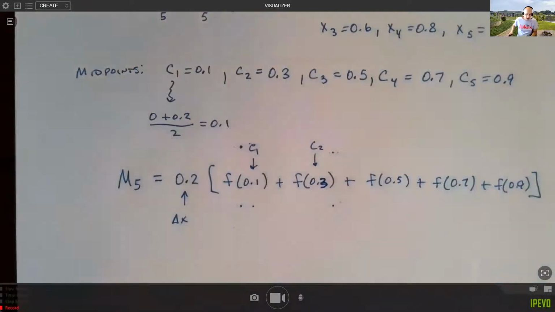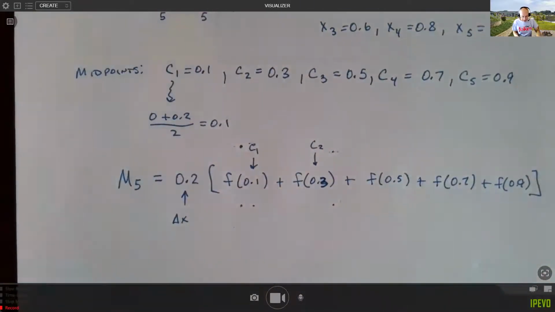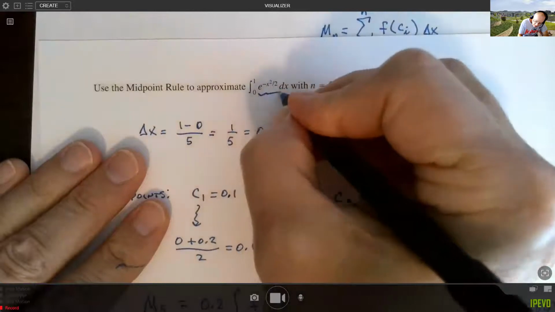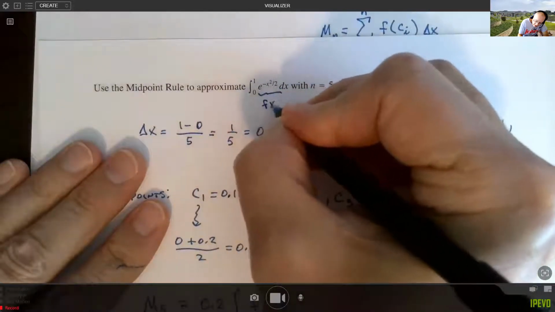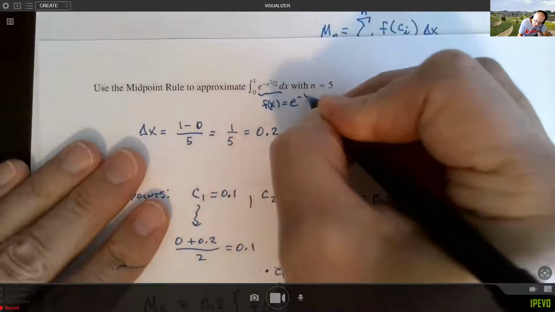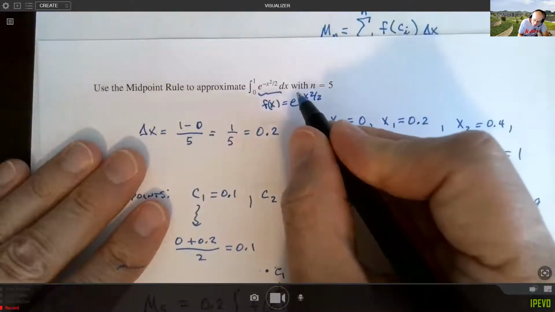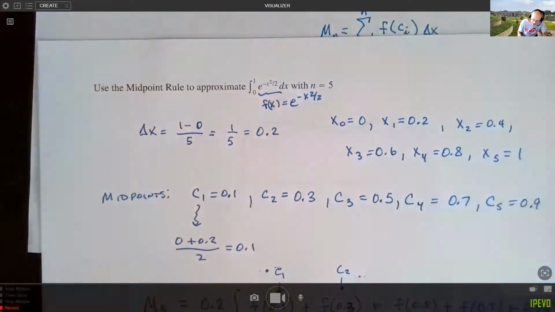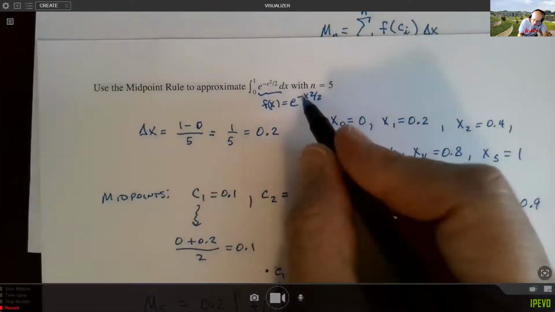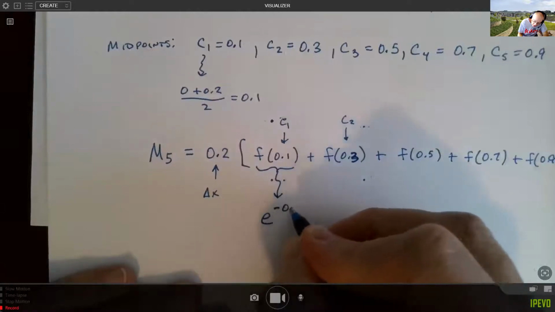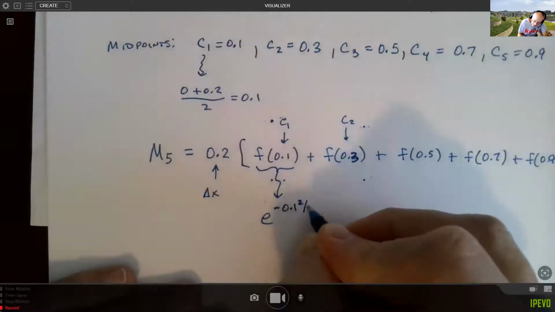Okay. And now to do this, of course, what is this f of 0.1? If I plug it into the function, what is the function? Notice here's the function, so that's our f of x. It is e to the negative x squared divided by 2. Notice the negative is not being squared. It's not in parentheses. So that exponent is always going to be negative. So it would be e to the negative 0.1 squared divided by 2.